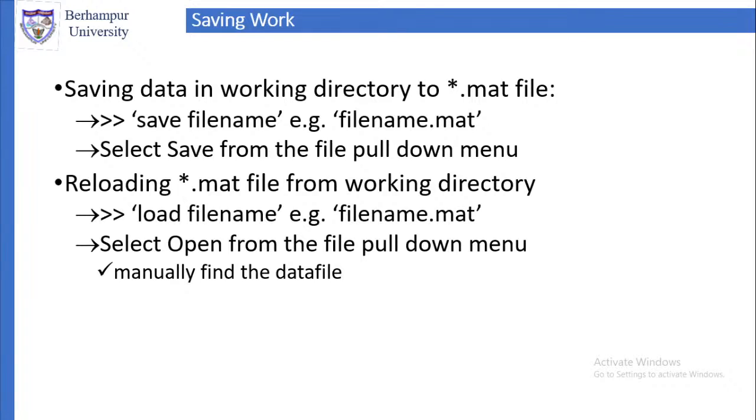Reloading: whatever data you have saved and want to reload, you can always write load, then file name. So in the command prompt you can write load file name, or in the program you can write load file name. Here I am writing file name.mat. Otherwise you can go to the same file menu, open the file pull down menu, then click on open. It will show you a list of files. Select the file, double click on the file, and it will be loaded. So saving and loading is to be done in this manner.